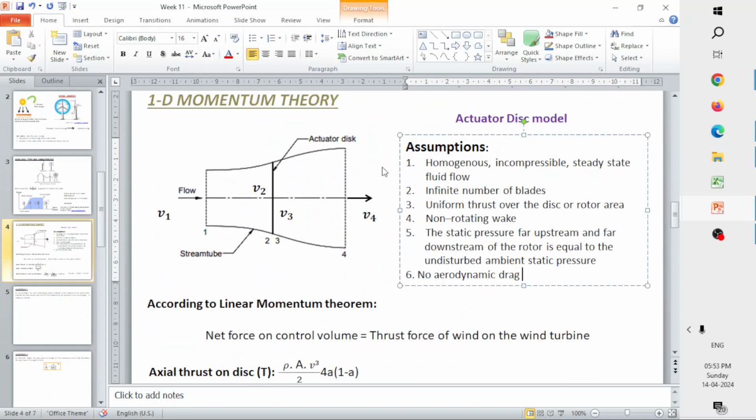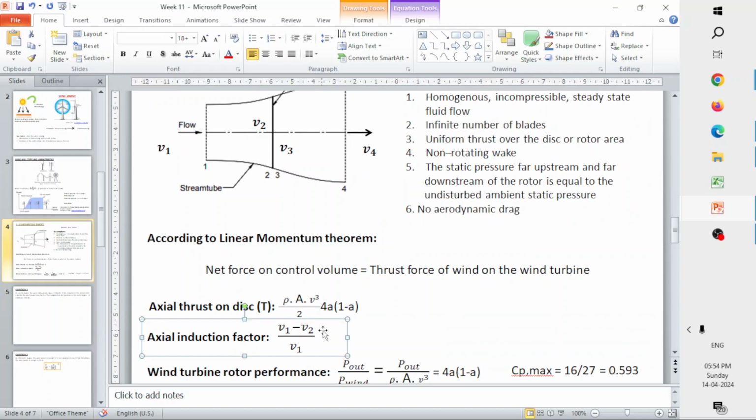I hope you will be able to see this picture. The actuator disc is in the middle, which is actually the rotor, and we have considered a control volume, or in simple words, the place where we want to do our analysis. Here there is a flow of air, and at the end also there is a flow of air, and both these flows are at ambient pressure, so their velocity will be the same as your free stream velocity. V2 is the upstream velocity of the air, and V3 is the downstream velocity of the air.